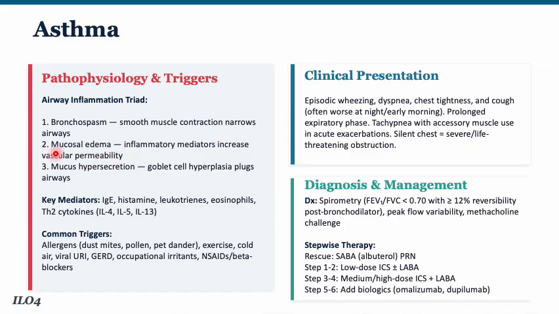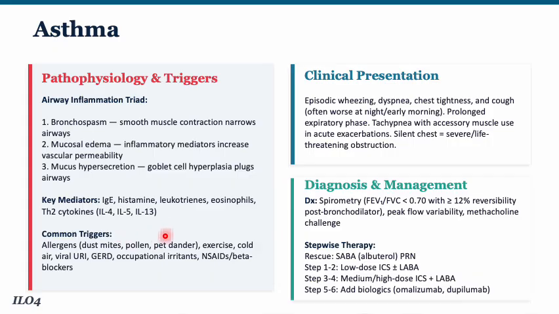2, you have mucosal edema. So inflammatory mediators will increase the vascular permeability. And then 3, you have a mucus hypersecretion. So goblet cells and hyperplasia will plug the airway. You have some key mediators like IgE, histamines, leukotrienes, eosinophils, and T helper 2 cytokines.